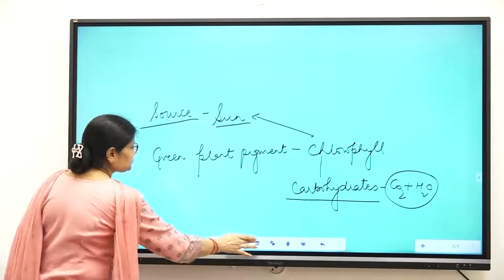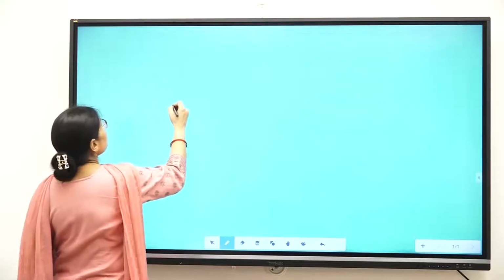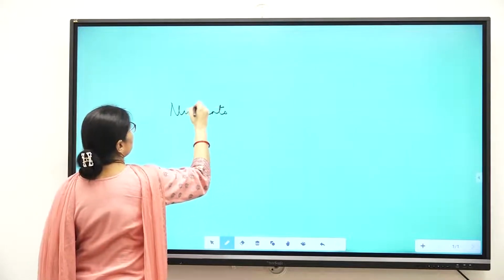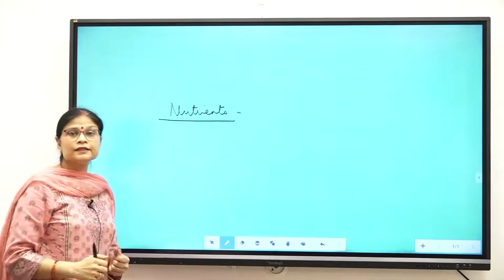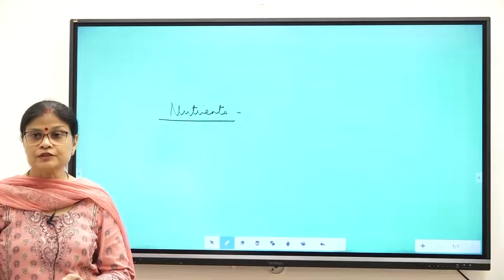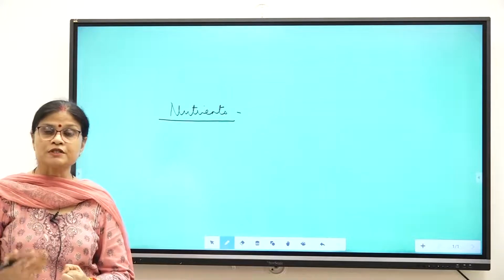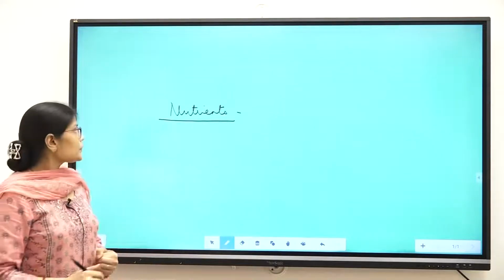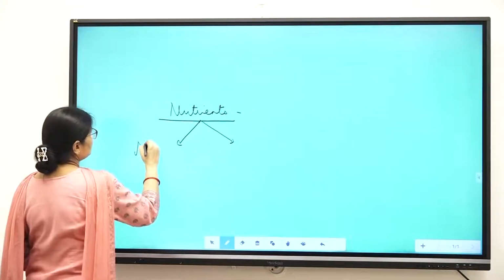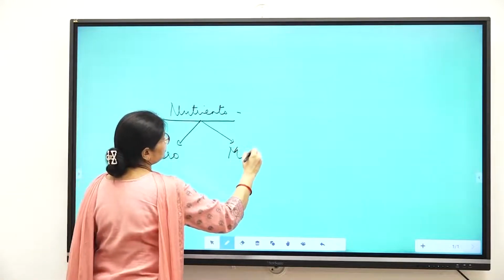Now, we come to the nutrients which give energy to our body. Nutrients are the chemical substances which are present in the food and they are required to perform the body functions, whether it is for energy, for growth, for protection, or for the regulation of the metabolic processes in our body. Nutrients can be classified into two groups. First is the macronutrients and another group is micronutrients.